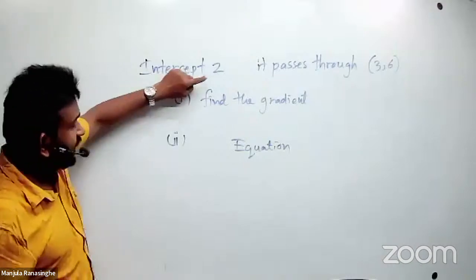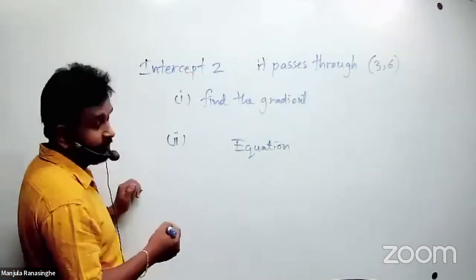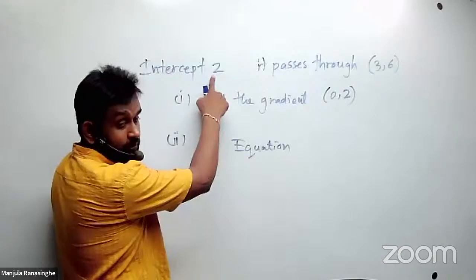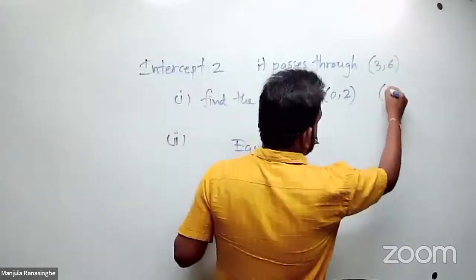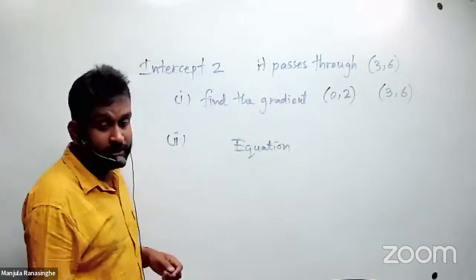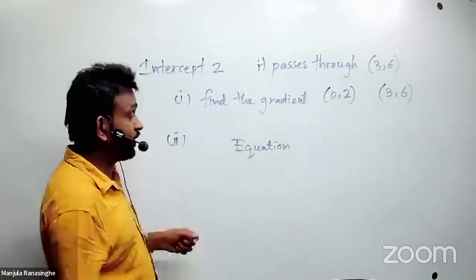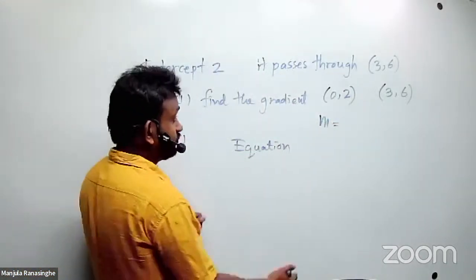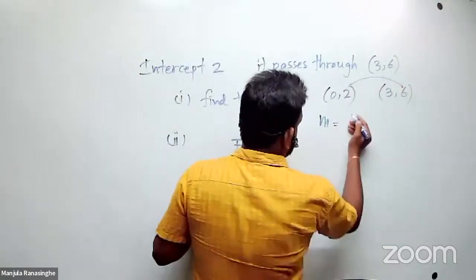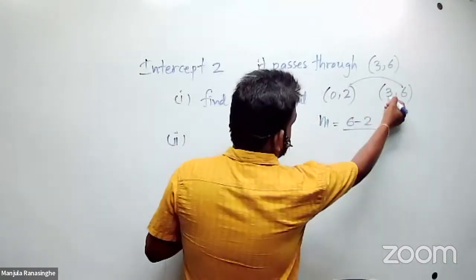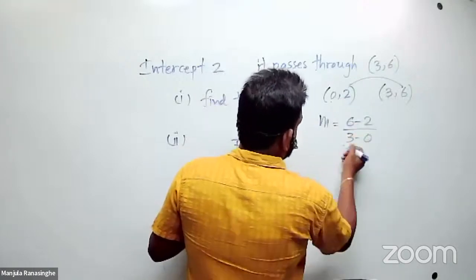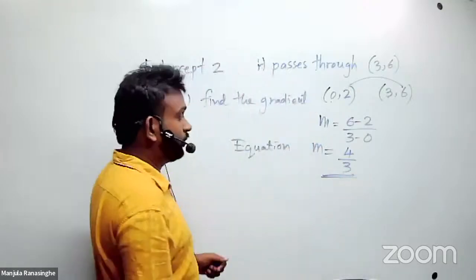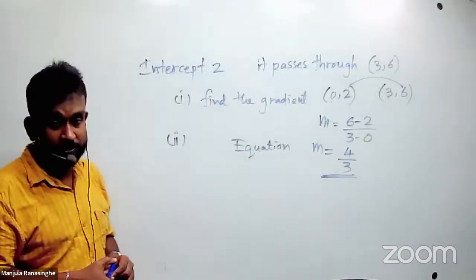So how to do that? Intercept 2 means you know a point. What is that point? 0, 2, because the x coordinate is always 0 in the intercept. And another point we have is 3, 6. Now you have 2 points. How to find the gradient? m equals y difference over x difference. So 6 subtract 2, divided by 3 subtract 0. 6 subtract 2 means 4 upon 3. So the gradient is 4 upon 3.